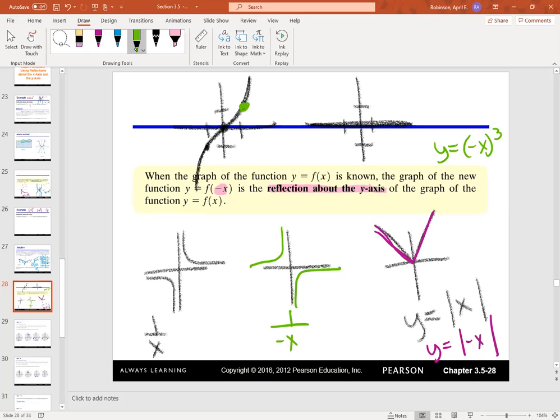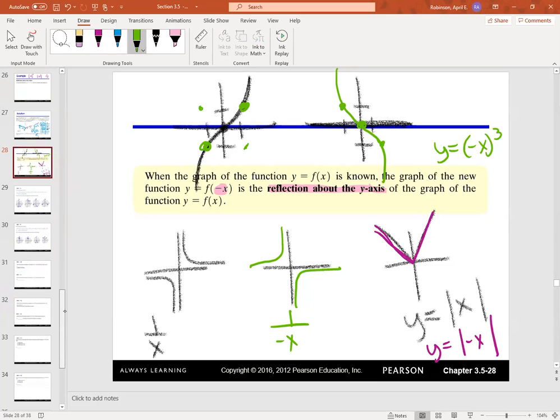This point here is now going to be over here. So it's going to be here. Origin will still be at the origin. And then this point here is going to move over here. And that spins it around the y-axis like a weather vane.